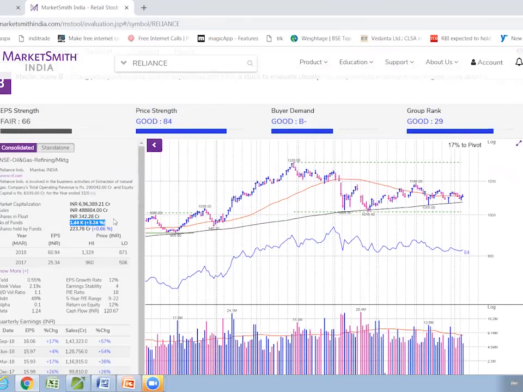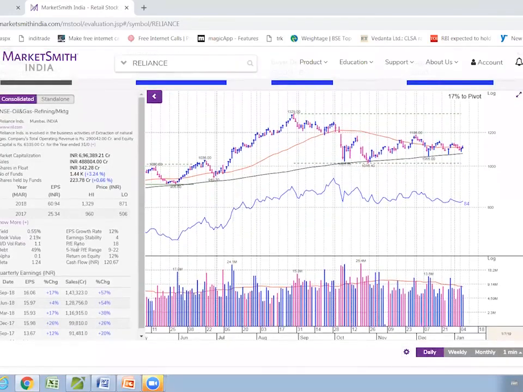It gets updated on a monthly basis. So over the month, 3.24% of funds have increased their holdings, and the shares held by funds are worth 223.78 crores. It has again increased. So you might see funds increasing, but shares held by funds increasing less. A lot of funds just trade between themselves in the open market.